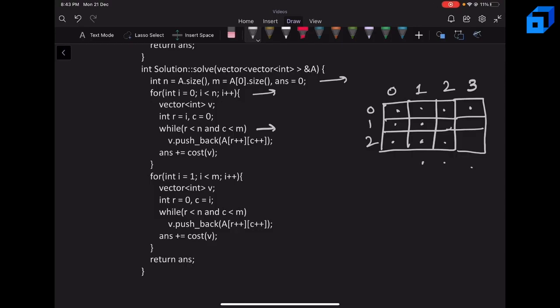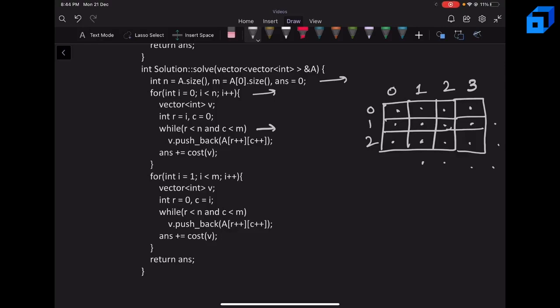Now we consider these diagonals. We start from 0, 1. We append 0, 1 and we move to 1, 2. Now from 1, 2, we move to 2, 3. From 2, 3, we move to 3, 4, but in that case, it will be outside of this matrix. So we'll start from 0, 2. From 0, 2, we move to 1, 3. From 1, 3, we move to 2, 4, which is outside, so we stop. Now we start from 0, 3. From 0, 3, we move to 1, 4, which is outside of this matrix, so we stop. In this way, we found all the elements in the diagonals.